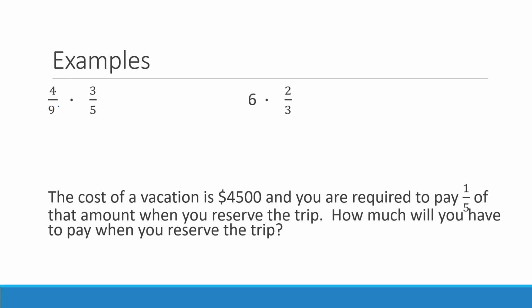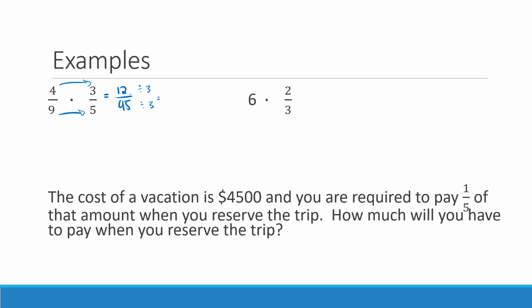In this case, 4/9 times 3/5. Again, all you have to do with multiplication is multiply straight across. So 4 times 3 would give you 12. And then 9 times 5 will give you 45. Now, again, you do want to make sure that your fraction is reduced. In this case, 12/45 can be reduced by dividing both the numerator and denominator by 3.